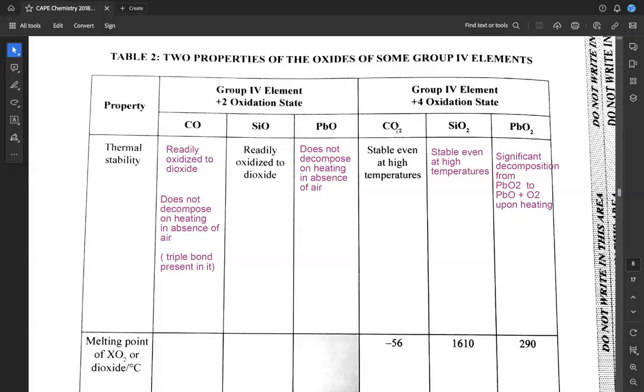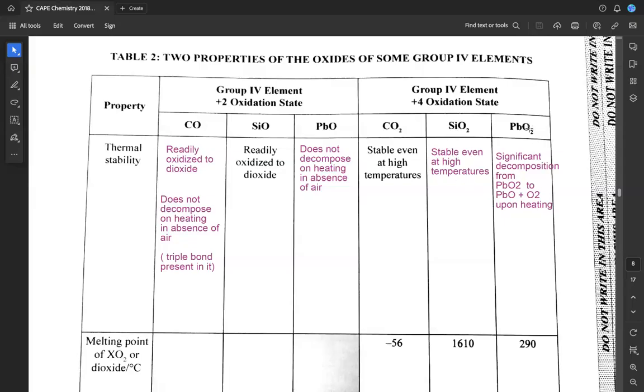Okay. So over here now we're looking at the +4 oxidation states. So these are the dioxides, right? For which they gave us the melting point as well. And they gave us this information that carbon dioxide is stable even at high temperatures, and we were to fill in the other 2. And so what I came up with was that the silicon dioxide is stable even at high temperatures, and that's given by the melting point that you see here, right? It's a very high melting point when compared to a very low melting point for carbon dioxide, but this is stable even at high temperatures, and so is this one, the silicon dioxide, right?